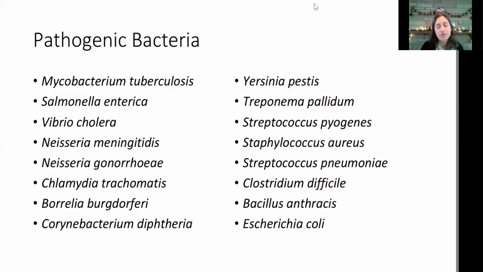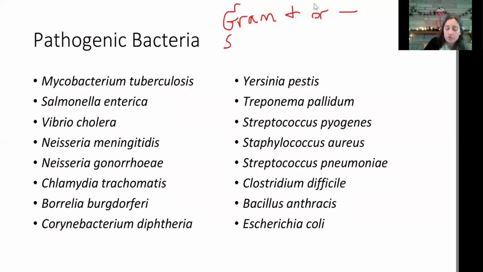When we talk about a pathogenic bacteria, one of the first things we always want to know is what we did in lab. Is it gram-positive or gram-negative? So looking at that helps us to understand how to treat it, because remember, gram-positive are more susceptible to antibiotics and gram-negative are not.